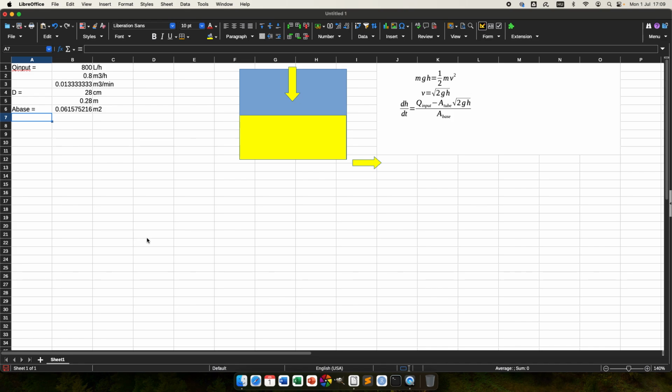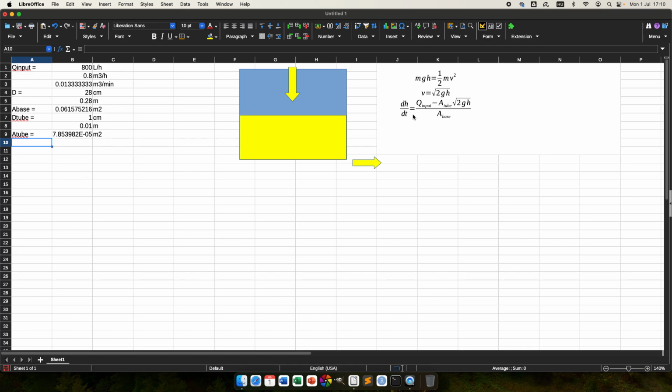The same we should know for the tube. The tube diameter will be, let's say, 1 centimeter. These equations I can copy down. And now you can see the change to meter and then the area of the tube. Now basically the input stream, tube area, base area, we have all the constants we need.